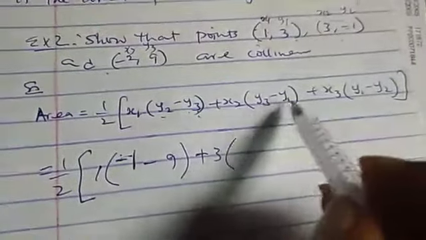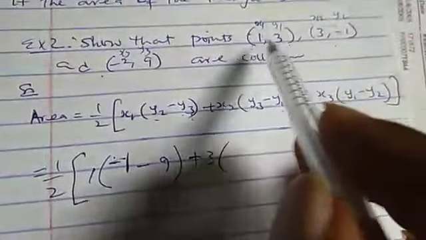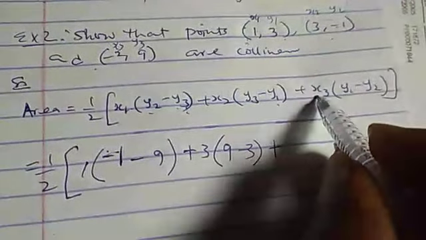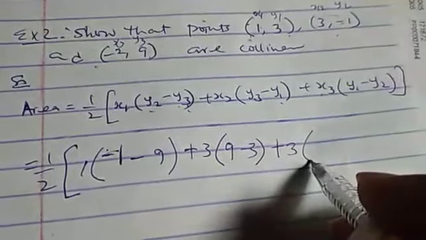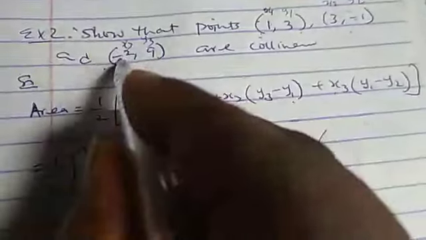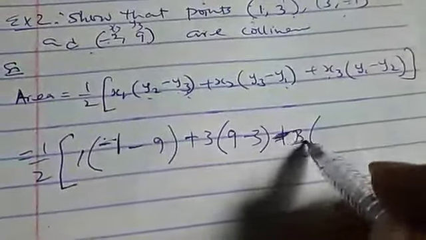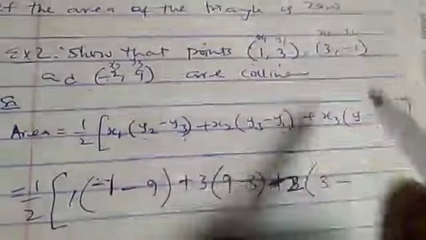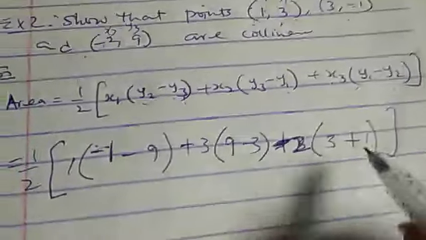x2 is 3 into y3 minus y1. Our y3 is 9, minus 3. And the next one is x3, which is minus 2, minus 2 into y1 minus y2. That's our y1, 3, minus our y2, which is minus 1, that will become plus 1.